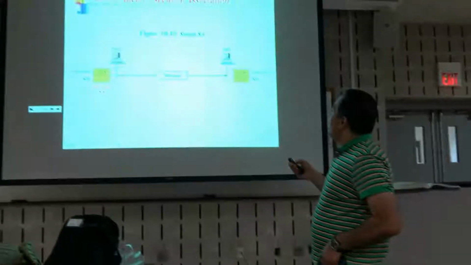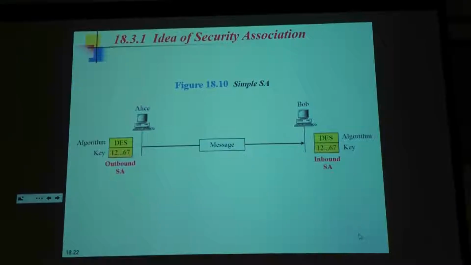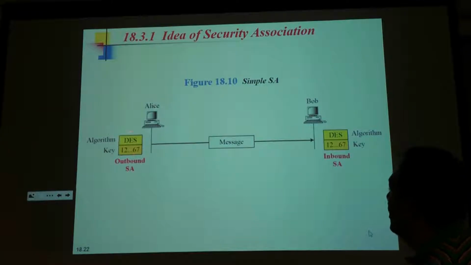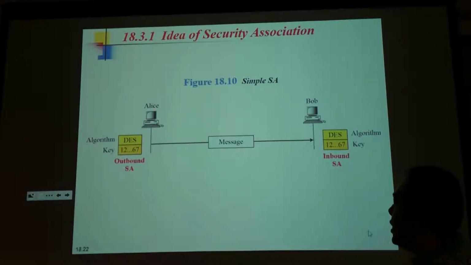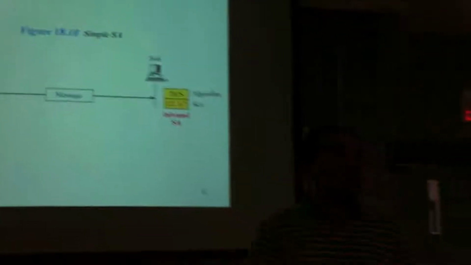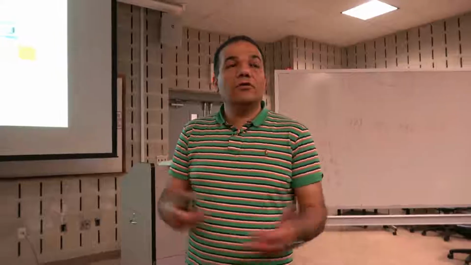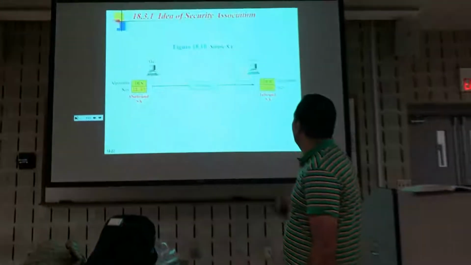So when you look in here, for example, Alice would like to communicate with Bob, and this is the message. So there is an association between them. They're going to use, for example, this algorithm, and the key is whatever key, right? So this is called outbound security association. The receiver and the sender have to know what algorithm for encryption they're going to use, and what the key is. So they have to get associated. They have to know these for each other, right? So that's what we call outbound security association. And this is inbound security association.